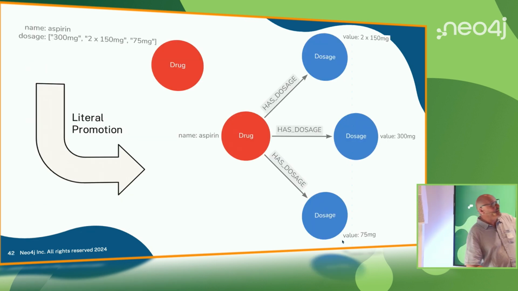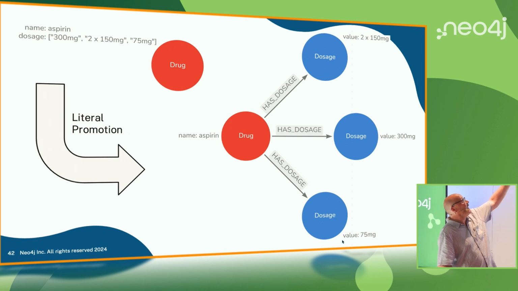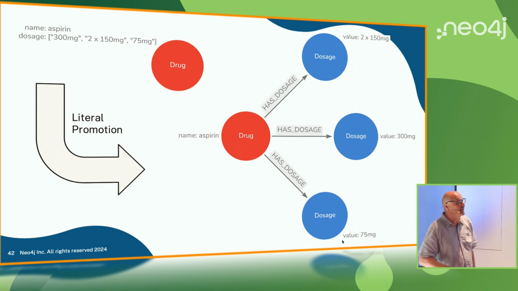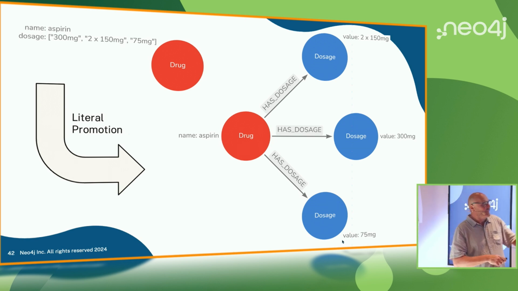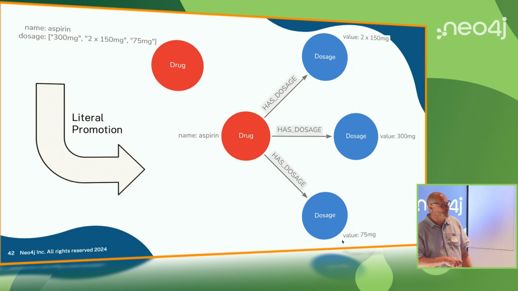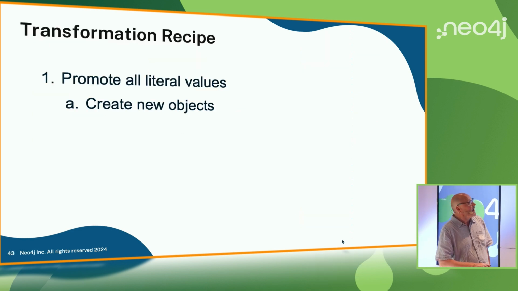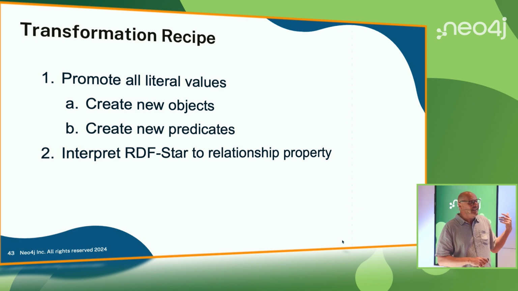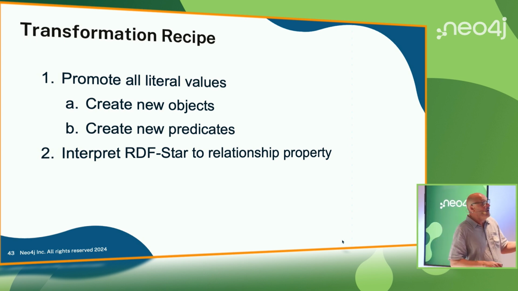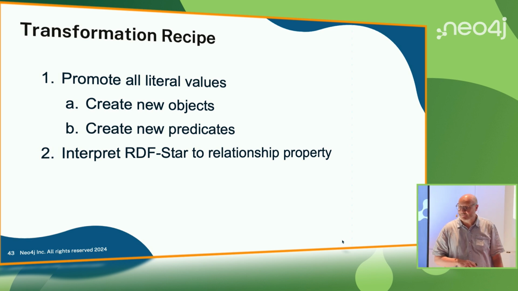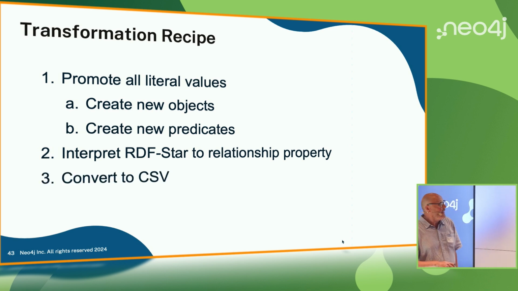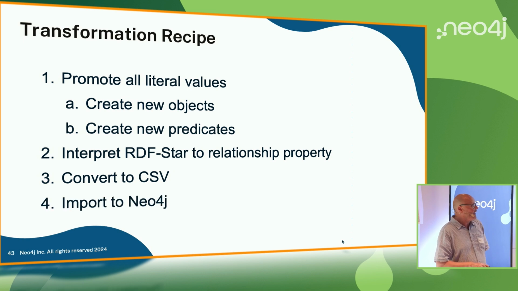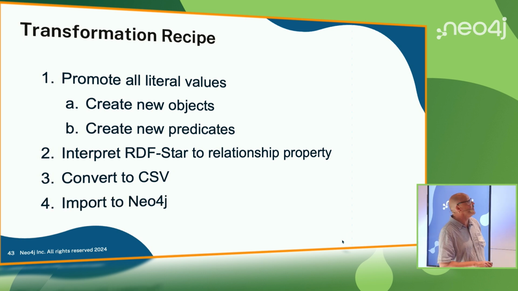And that's the result of it. We would previously have had this dosage as a list, and in this case, this transformation results in multiple dosage nodes and the additional has dosage relationships. So our transformation recipe becomes: promote all the literal nodes, create new objects, create new predicates, interpret the RDF-star that is associated with the relationship property, and then convert all of that to CSV, and then we can import that into Neo4j.